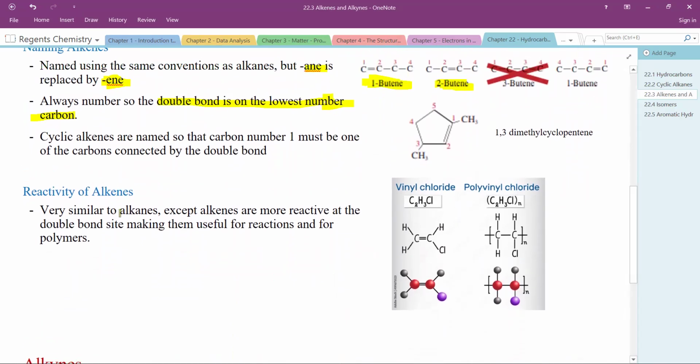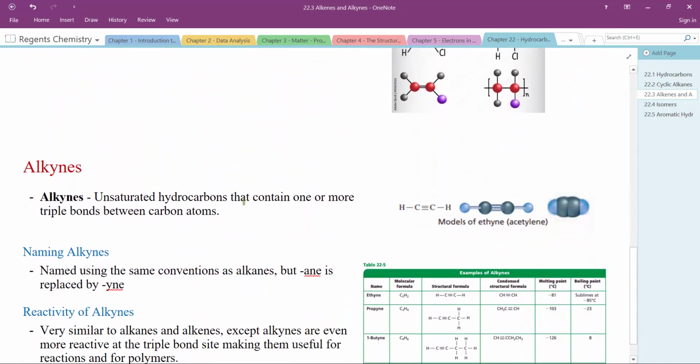Okay. And the reactivity of these alkenes is actually really similar to alkanes. They react very similar to alkanes, except they're actually more reactive at that double bond site. Okay. Also, they're very useful for making polymers, right? So they're a little more useful for reactions. Things like polyvinyl chloride, right? PVC can be made from the monomer vinyl chloride, which is 2 carbons double bonded with a chlorine, a substituted alkene, right? It can be used in a reaction as our repeating unit to build out a polymer. Now, if you're interested in that, you should study chemistry at the college level because you'll go more into that if you take an organic chemistry class in your sophomore year.